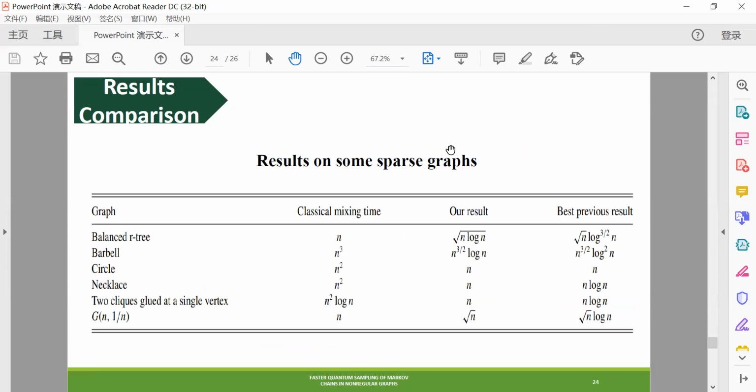And we give the application of our algorithm on some sparse graphs. We consider 6 graphs, and this is the classical mixing time. This is our result. Compared to the classical case, we found that we can get the quadratic speed up completely. And compared with the previous quantum results, in general, we can get the log reduction.